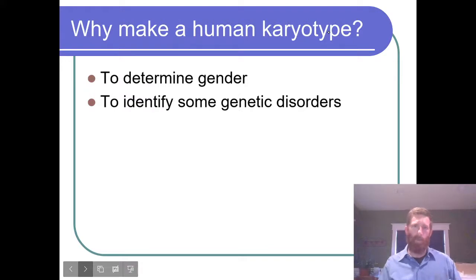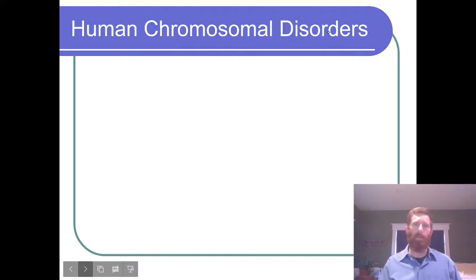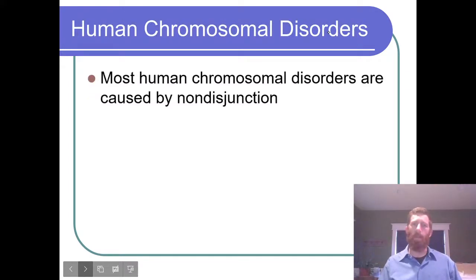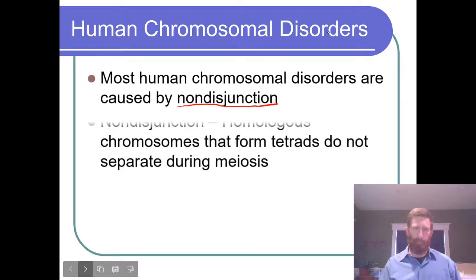But before we talk about those, we need to talk about how we get these chromosomal abnormalities or how we get these chromosomal mutations. So go ahead and write this down. This is part of your notes. Most chromosomal abnormalities or disorders are caused by non-disjunction. So we're going to define that. If you need to pause it, feel free. But I'm just going to keep on going because I want to keep this video as short as possible.